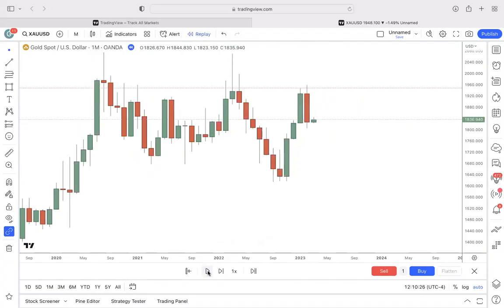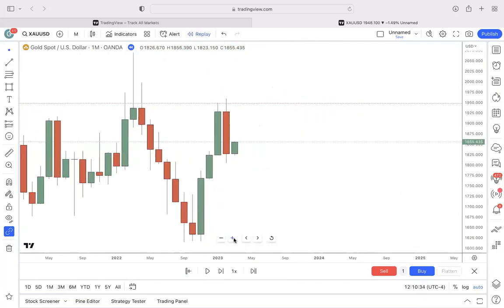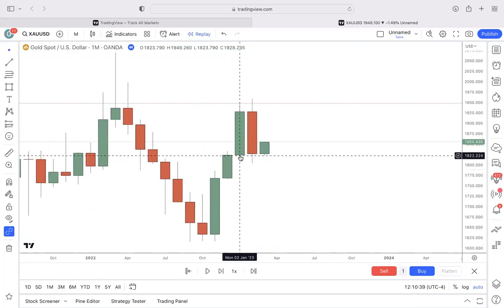We don't know where gold's going yet. I want y'all to note this candle here on the monthly time frame has no wick. If you zoom into that, that's my little thingy. There's no wick right here.